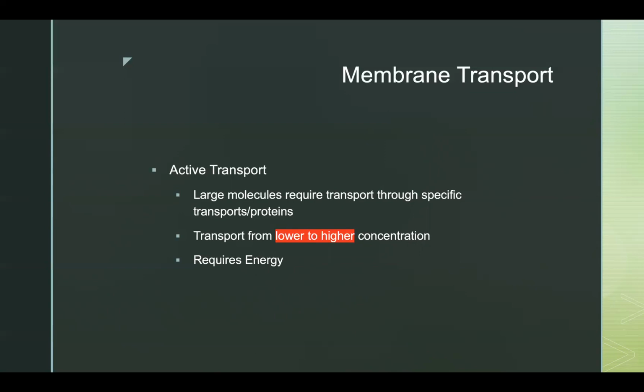Active transport mechanisms are going to move substances from a lower concentration to a higher concentration, up that concentration gradient, and it's going to require an input of energy. Jot that down. It's going to require an input of energy in order for active transport to occur.